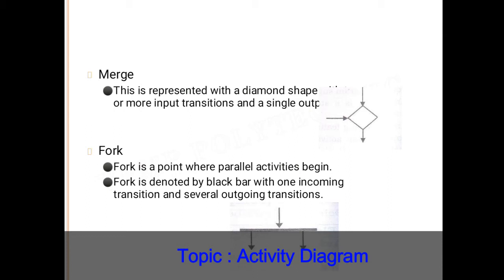Then next, fork. Fork is the point where parallel activity begins. It means that whenever two activities work at a time, those activities are our parallel activities. Once again, what is parallel activity? Whenever more than one activity works at a time, it is known as parallel activity. Whenever this type of activity is denoted, we have to use a fork symbol.